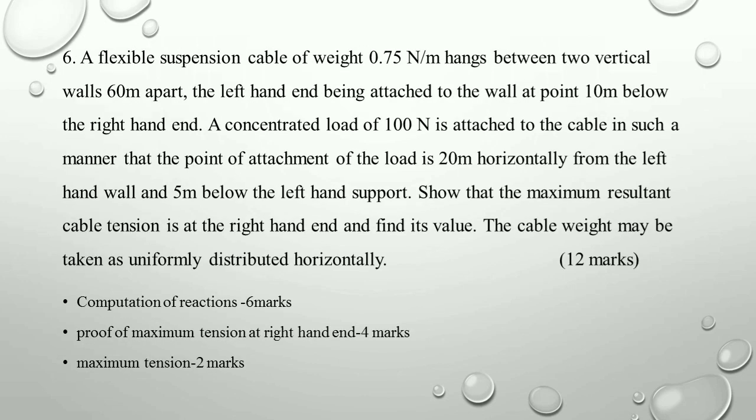Sixth question, a flexible suspension cable of weight 0.75 Newton per meter hangs between two vertical walls 60 meter apart, the left hand end being attached to the wall at 0.10 meter below the right hand end. A concentrated load of 100 Newton is attached to the cable in such a manner that the point of attachment of load is 20 meter horizontally from the left hand wall and 5 meter below left hand support. Show that the maximum resultant cable tension is at right hand end and find its value. The cable weight may be taken as uniformly distributed horizontally. Question carries 12 marks.